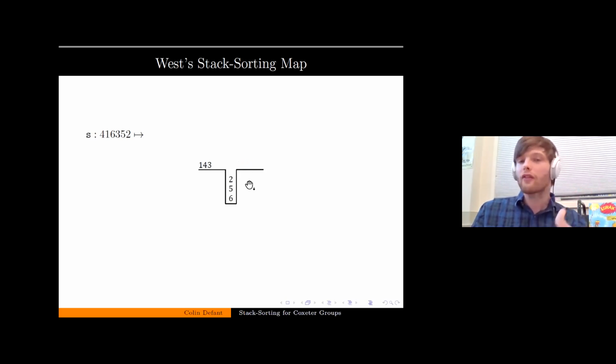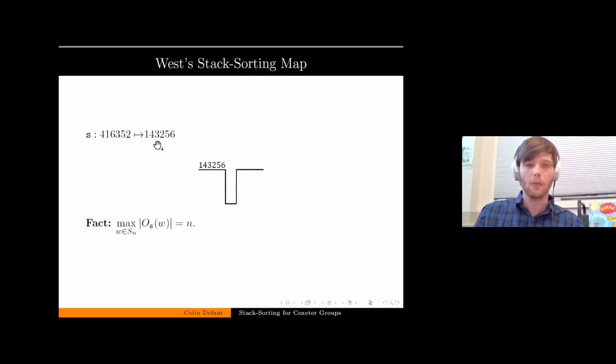And now that we have nothing left to push into the stack, we just empty the stack from top to bottom. So the 2 comes out, the 5 comes out, the 6 comes out, and we get the output permutation 1, 4, 3, 2, 5, 6.